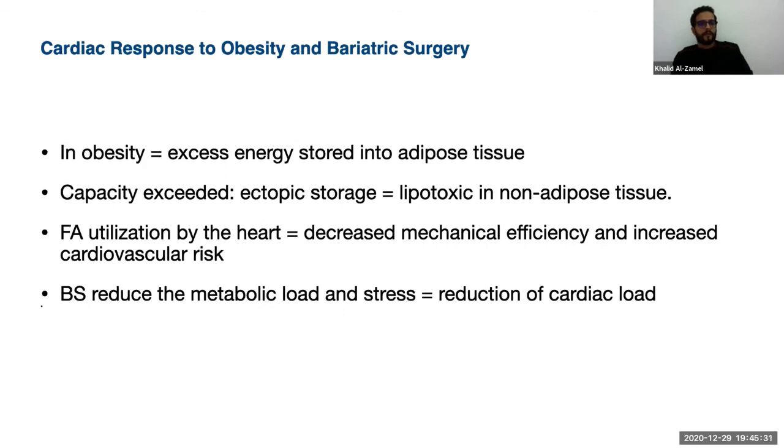Now, the cardiac response to obesity and bariatric surgery. In obesity, the excess energy will be stored into adipose tissue. When the capacity is exceeded, the storage will be ectopic. Ectopic means in non-fatty organs. This will lead to lipotoxicity. When the fatty acid is utilized by the heart as a fuel, there will be a decreased mechanical efficiency and increase in the cardiovascular risk. And this is why bariatric surgery will always reduce the metabolic load and stress, and thus reduction of cardiac load.